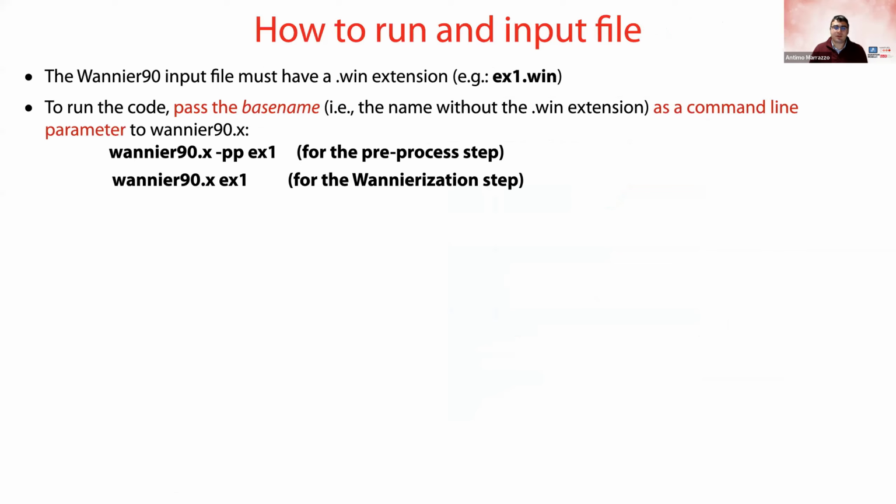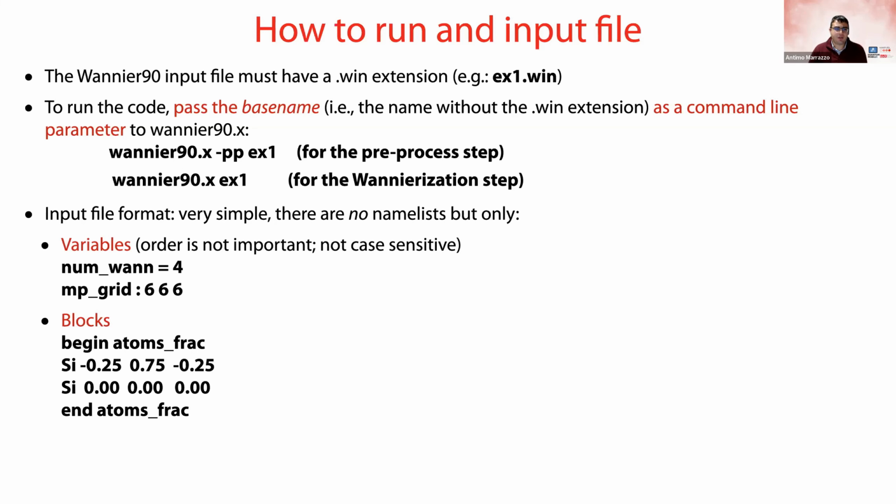Now let's move instead to the input file of Wannier90, which is actually much simpler, you will see, than the input file of Quantum Espresso. This input file always has the extension .win, okay? And when you run the code, you don't need to specify the full file name, you just specify the base name. So if your input file is exercise1.win, you just specify exercise1. And if you want to run the Wannier90 code as a preprocessor to produce the input files for pw2wannier90, you add this -pp preprocessing flag. Otherwise, you just run it as it is, wannier90.x, and then the base name.